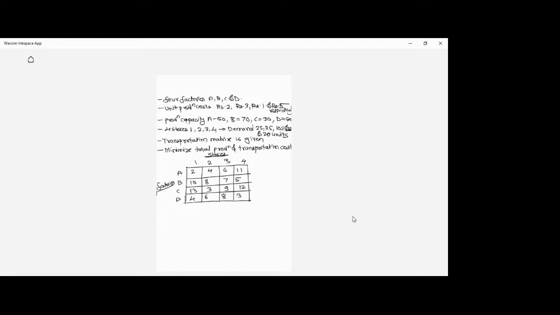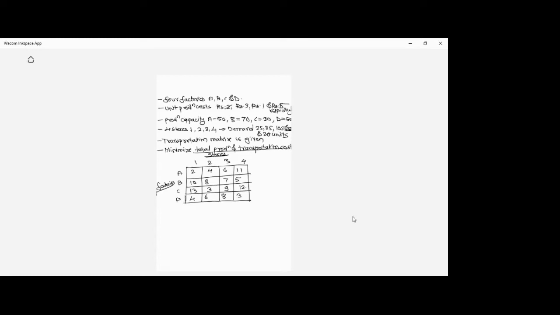So let's repeat the statement: given 4 factories which are A, B, C, D, the unit production cost is given. If they have to produce 1 unit, factory A requires 2 rupees, factory B requires 3 rupees, factory C requires 1 rupee, and factory D requires 5 rupees. Production capacity of each of these factories is given. The demands of each of these 4 stores are also given. The transportation matrix is given, and we have to minimize the total production and transportation cost.